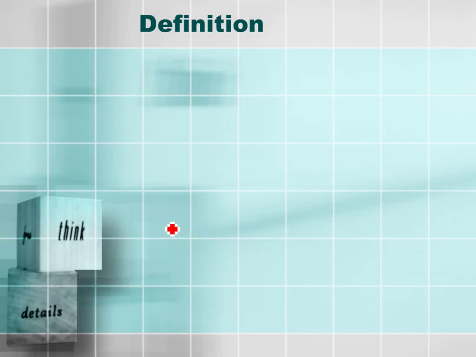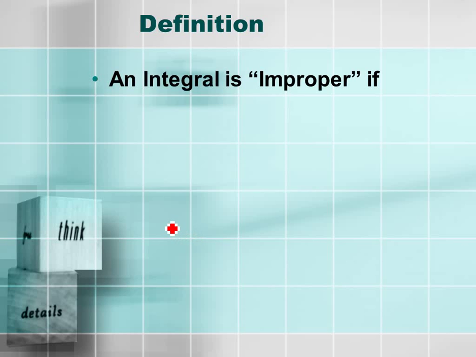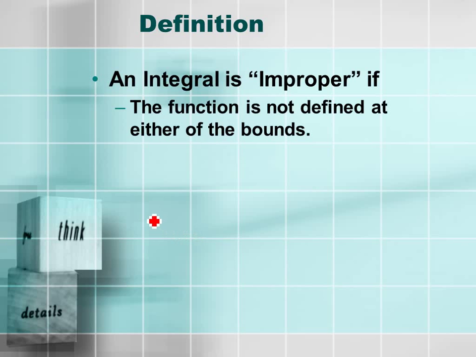So, an improper integral happens when it's not defined at one of the bounds. This typically means that when you plug in, there are always definite integrals for improper integrals. You always have limits of integration, and there's something wrong with those limits. So if I plug in one of the endpoints and I get division by 0, it's not defined. That would make it improper.